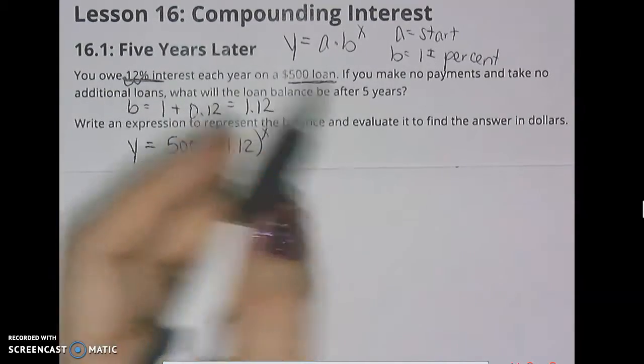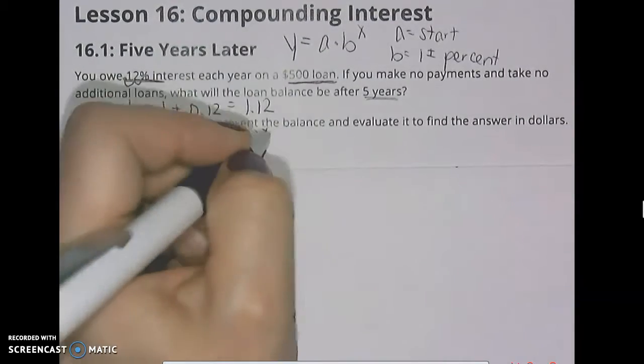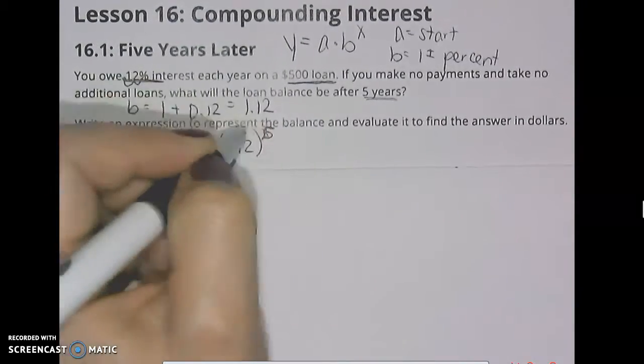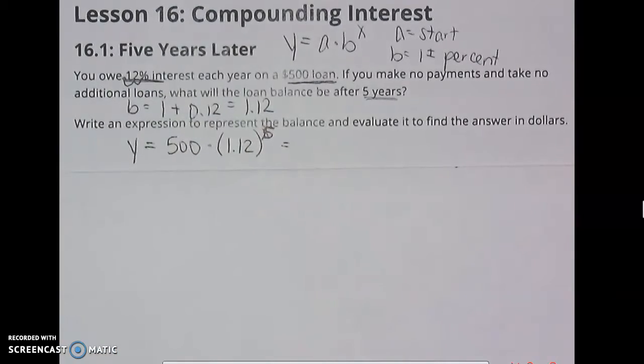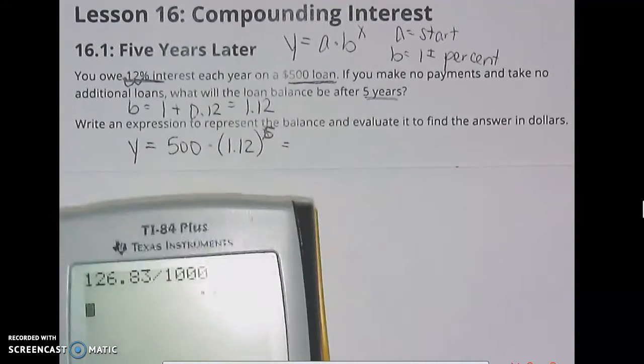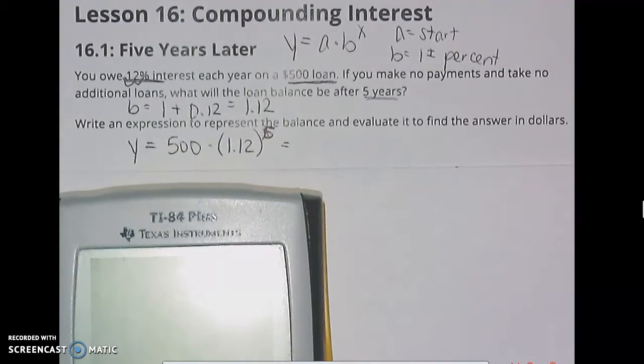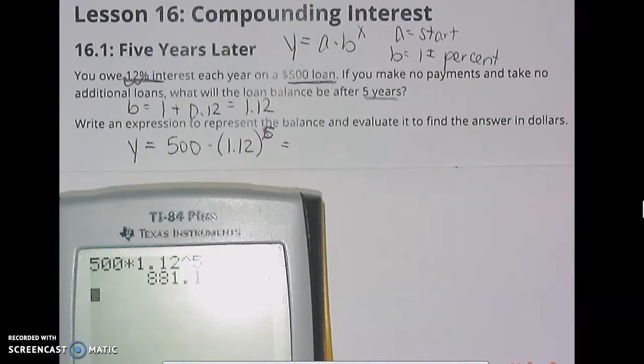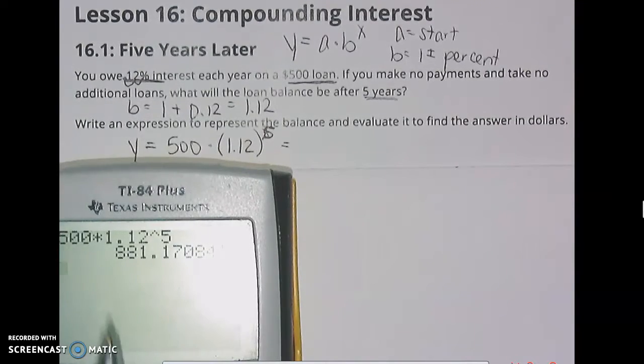Now, with this, this does say 5 years, so this x could actually be 5 years. And when we do these calculations, you type this in. So let's show this here. We get $881.1708416.